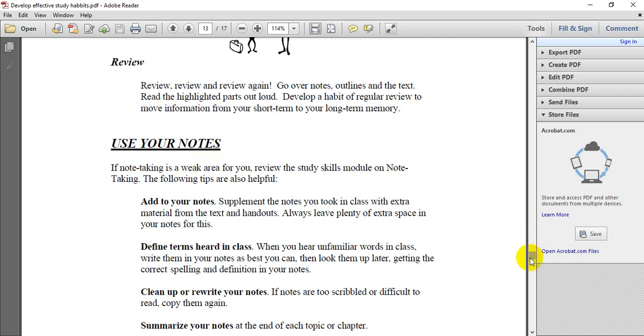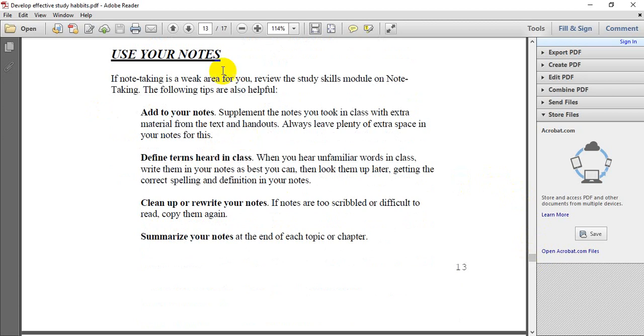Use your notes, and if note taking is a weak area for you, you can review the study skills model on note taking. The following tips are also helpful for you. The first one: add to your notes.